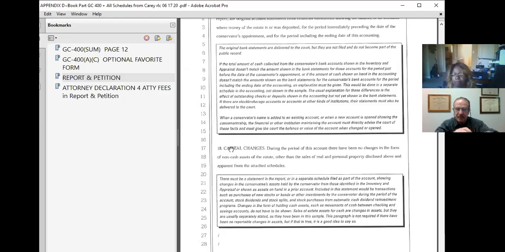So the next part you would tell the judge in your summary is if there's been any capital changes. So if the assets have gone up or down, for instance, let's take this, because I know personally this has happened to me. It's happened to my father. The stock market, because of COVID, has crashed so incredibly. It had nothing to do with anything I did.